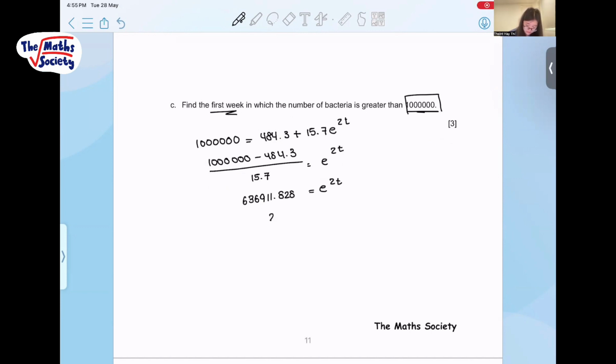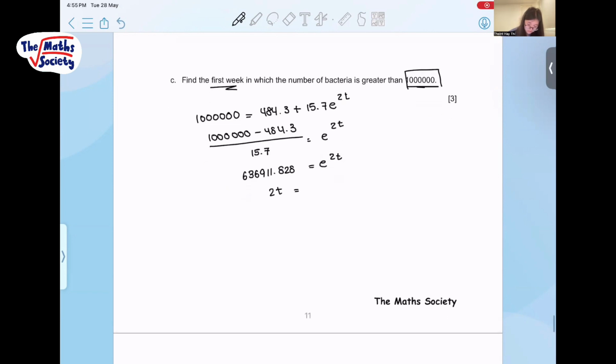And then to get 2t, we're just going to take the log of it, so it's going to be 11.061. So t, we just divide by 2, which gives 5.53. So you take the next nearest, so it'd be around 6 weeks. And that's it for today's video.